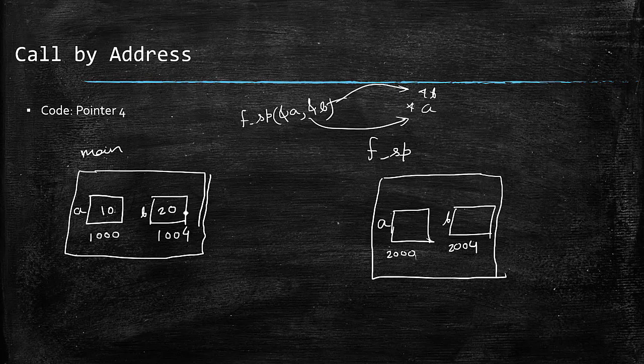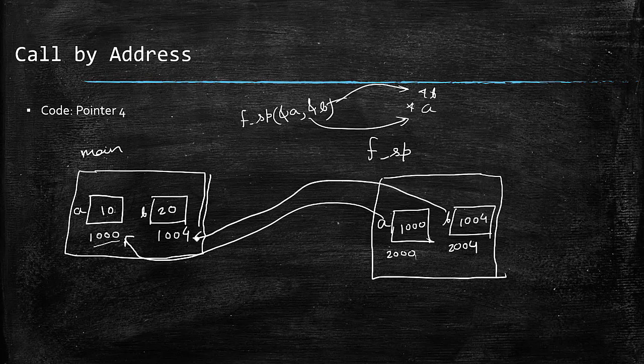So what is the address of A? The address of A is 1000, so that will be stored in the A pointer of the f_sp function, and the address of B, that is 1004, will be stored in the B pointer of the f_sp function. So this A is now pointing to this memory location, and this B is now pointing to this memory location.